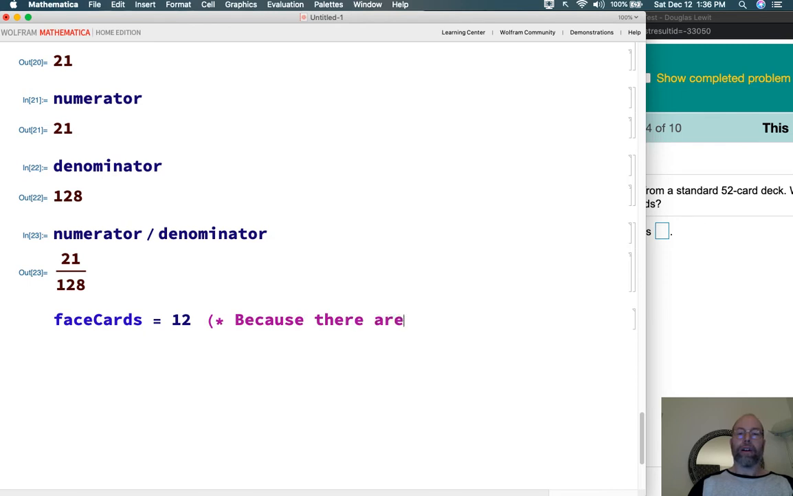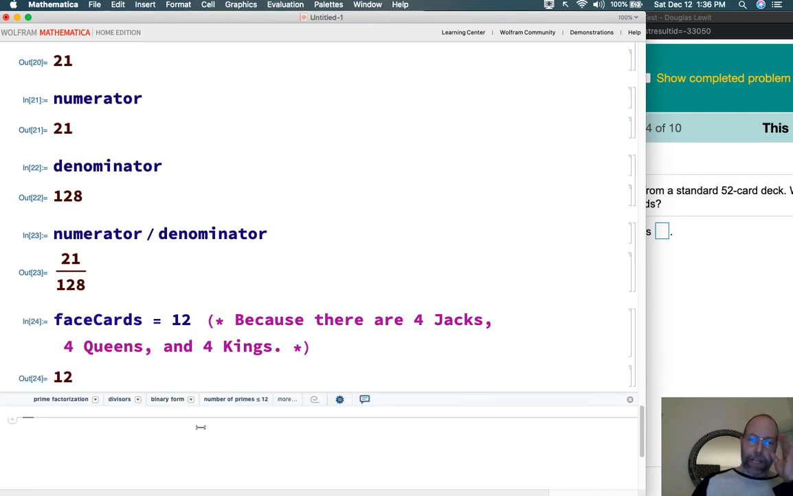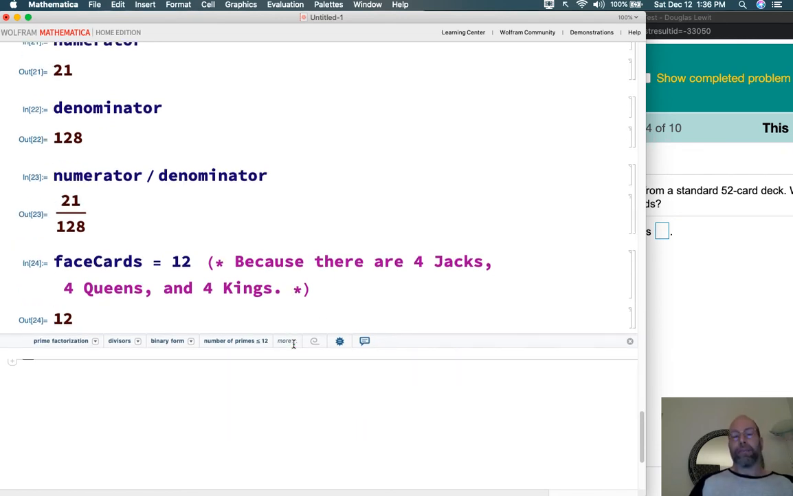Because there are 4 jacks, 4 queens, and 4 kings, and those are the face cards. Okay? So we need to figure out all the different combinations, and for that we're going to use the binomial command. We're going to use the binomial command to figure that out.